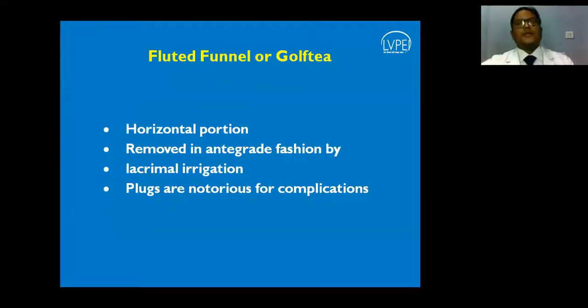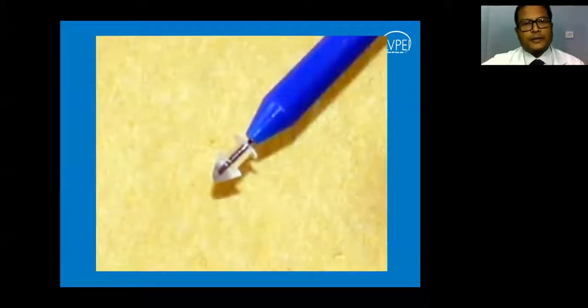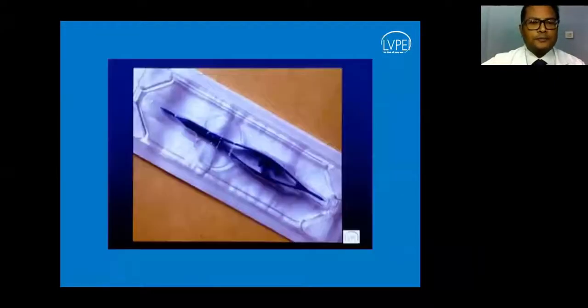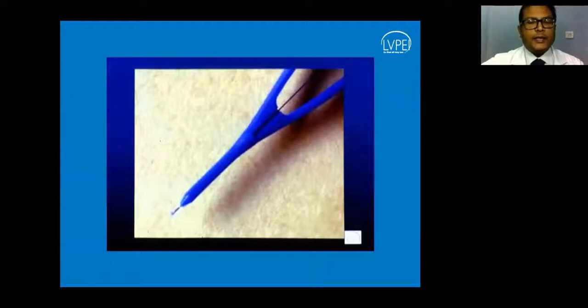The other is the fluted funnel or golf tee, where there is a horizontal portion which is removed in an antegrade fashion. So this is the arrow variety, where you can see the tip, there is a collar and there is a ring which sits on the top of the lacrimal punctum. They come as tele-packs and they need to be introduced as an office procedure under topical anesthesia after dilatation of the punctum.